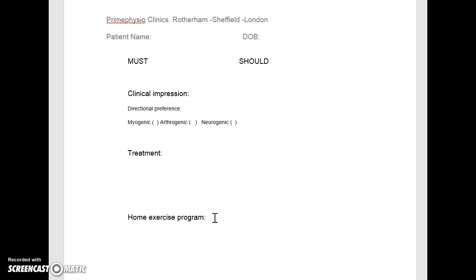So this was a very quick and brief demonstration of one of the very common assessment sheets used by clinicians. Again, each clinician might add or change or modify in order to make it more relevant or more friendly to his own assessment and treatment approach.